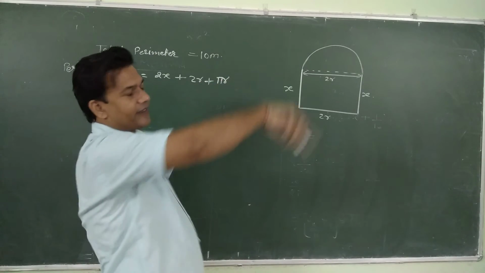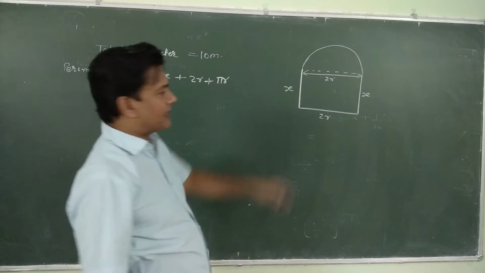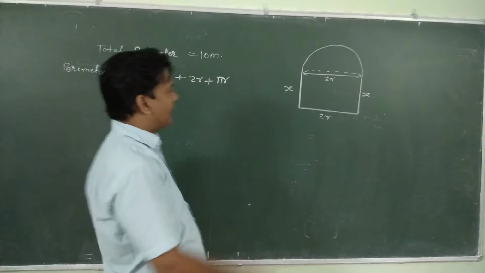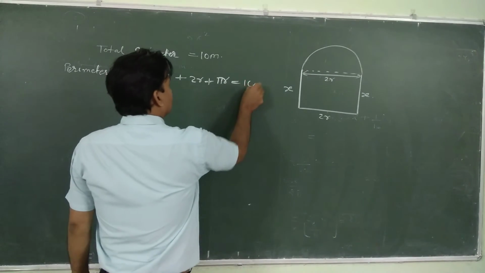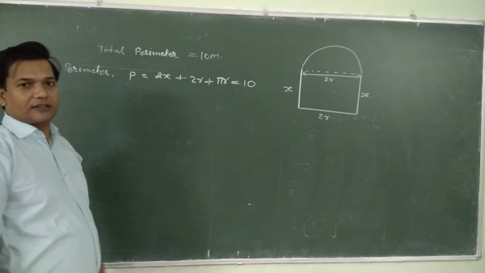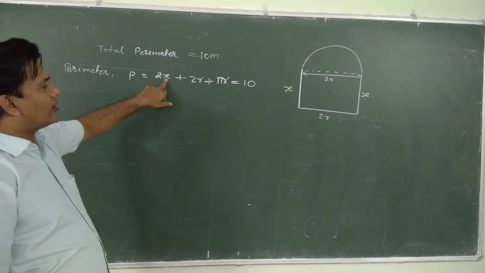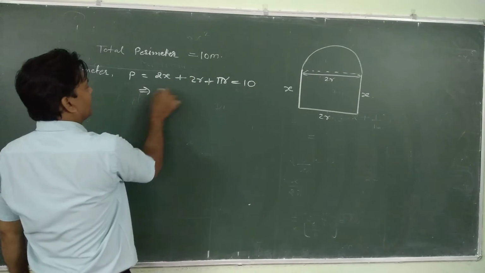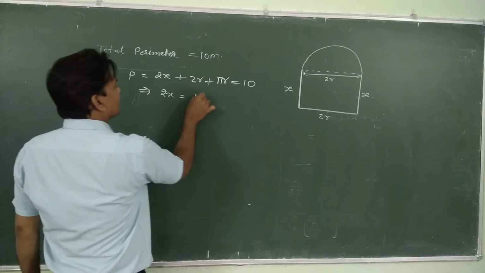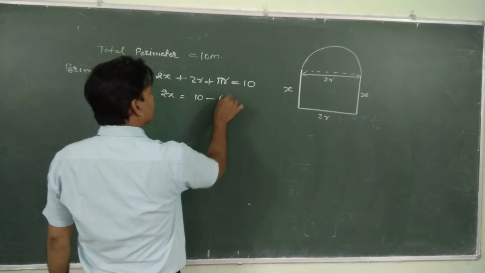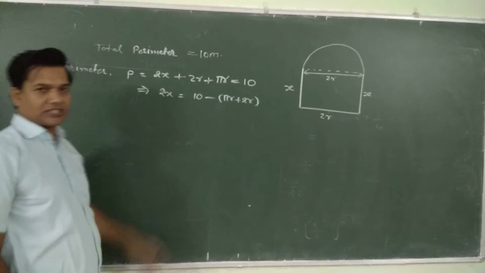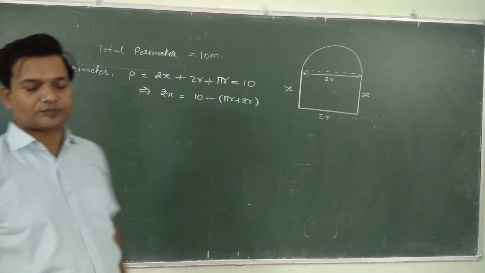The total circumference of the circle is 2 pi r. That's why the perimeter of the semicircle portion is pi r, which equals 10. I want to find out the value of x from here. So the value of 2x is 10 minus (pi r plus 2r). This is the value of 2x here.